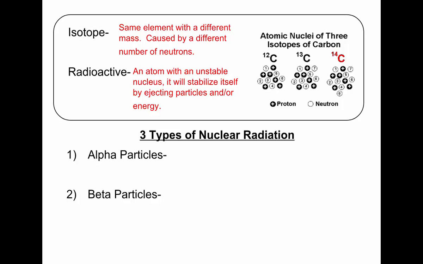And when they break down, we call that decaying. When they decay, they may emit particles and energy. We have a couple types of decay that we're going to talk about. 2 types of nuclear radiation is released when an unstable element, a radioactive element, decays. So one thing that can be released when an atom breaks down is called an alpha particle.